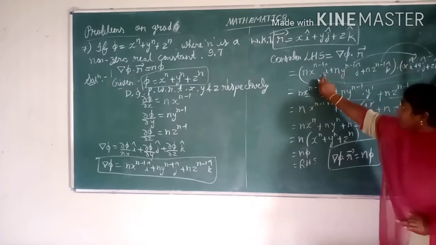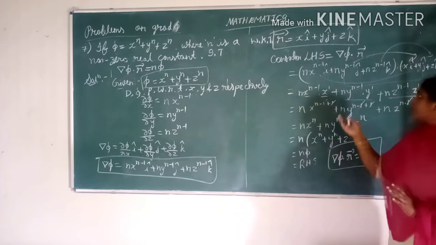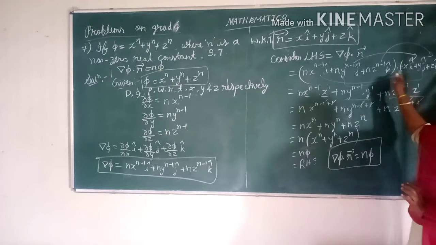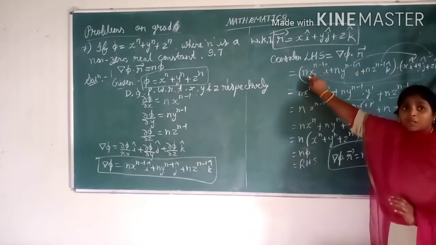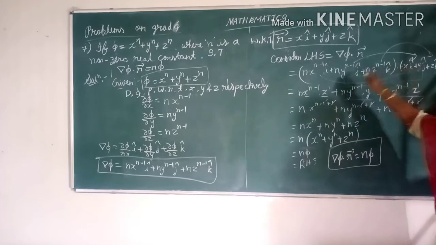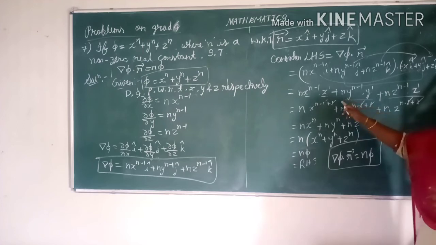If you multiply the next term, i dot j is 0. That is, 0 into any term will get 0. That's why no need to write those terms. Here i dot j is 0. Only one term we will get: n into x to the power of n minus 1. This is the i coefficient. What is the dot product of the i coefficient here? It is x. Here that is x, nothing but x to the power of 1.